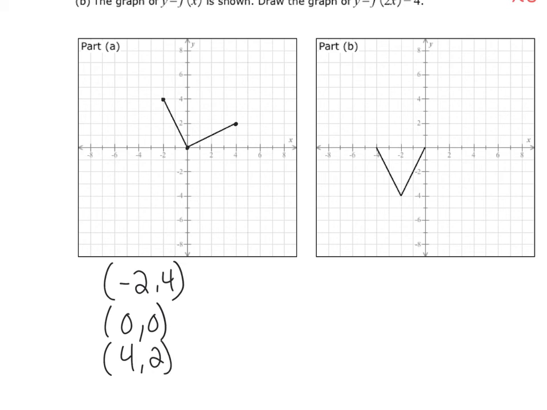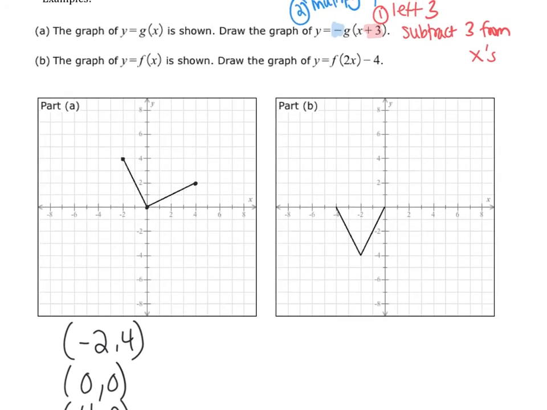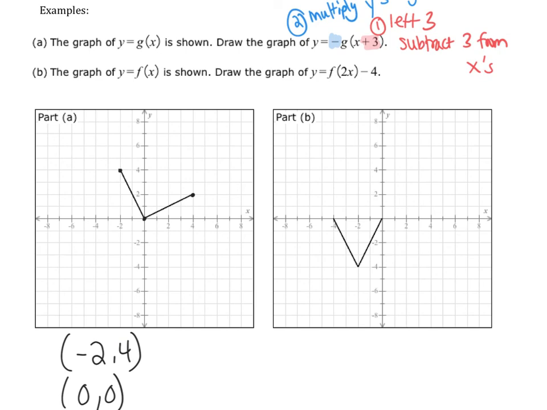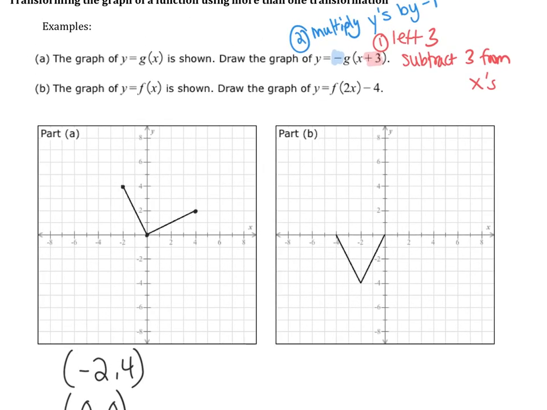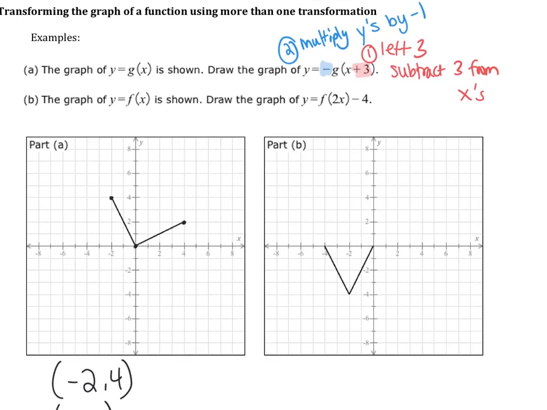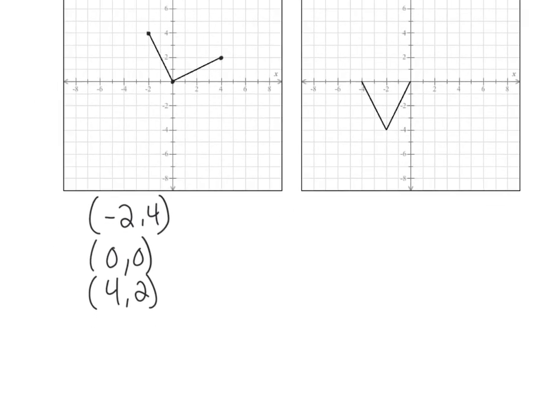Okay? Now I'm going to do both of the transformations that I said. First, I'm going to subtract 3 from the x's, and then I'm going to multiply the y's by -1. So first, let's subtract 3. If we subtract 3 from the x's, we get -2 minus 3 is -5, 4. 0 minus 3 is -3, 0. And 4 minus 3 is 1, 2.